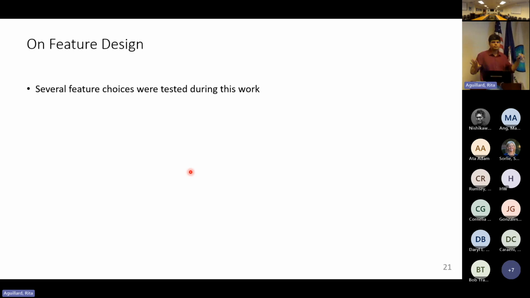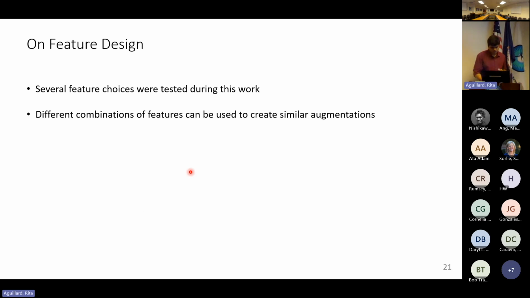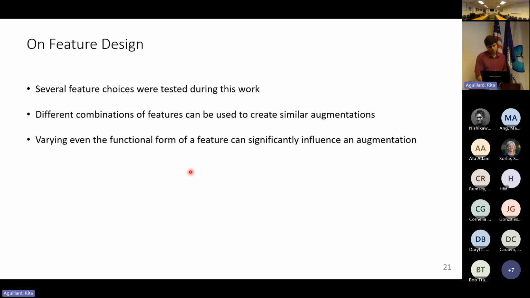If you want to see an exhaustive list of features, you can look at the TM that we wrote last October. One thing that we noted was that different combinations of features can be used to create similar augmentations. When I say similar augmentations, that means you see the same kind of improvement in the same general region in the field, and you can get that by using different combinations of features. So there's nothing unique about a given feature combination.